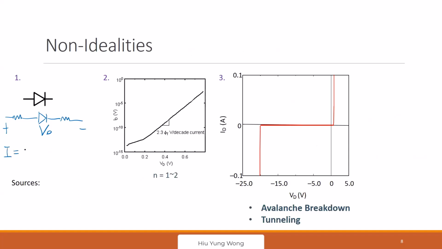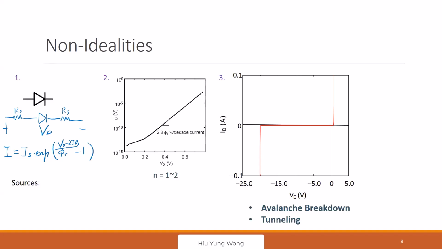I, remember, is IS exponential VD divided by, I forgot what we call it, phi t, right? Phi t minus 1, correct? But now the VD is not applied to the diode because I have some parasitic resistance. So it's going to be I times Rs, or because I have two of them, I say 2I times Rs. Right? So in a real diode, you actually have this parasitic resistance.